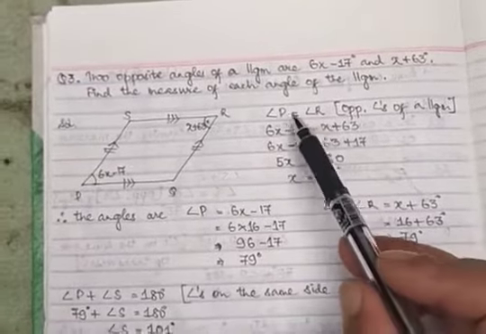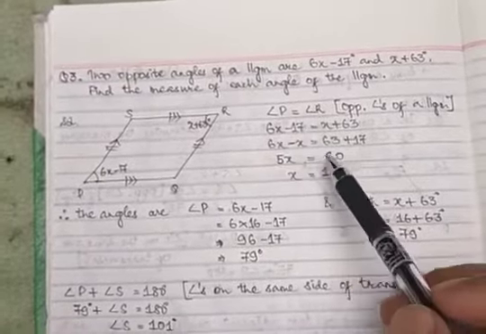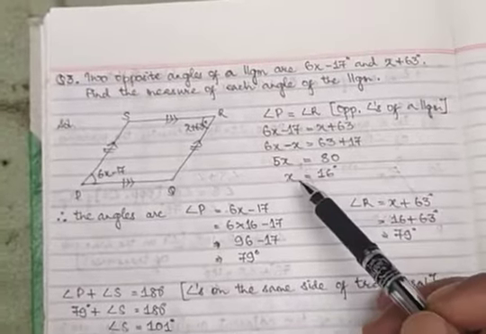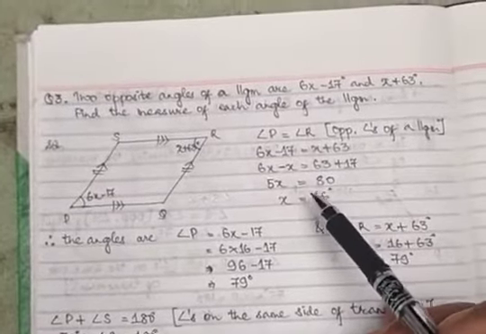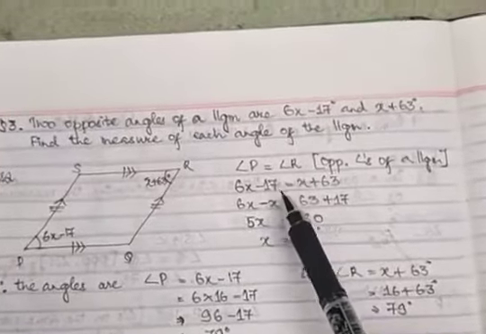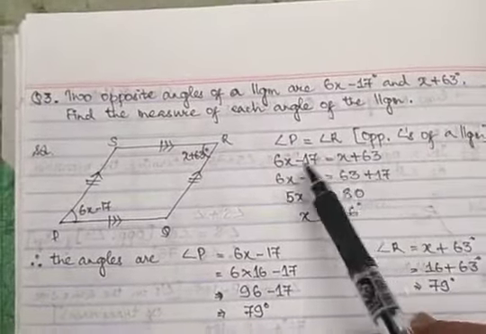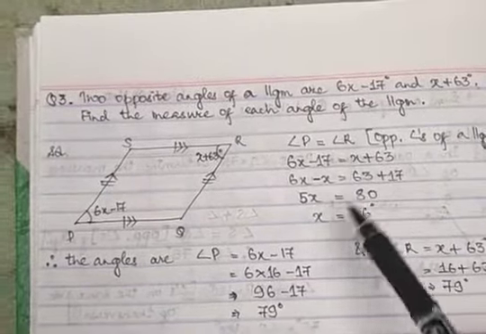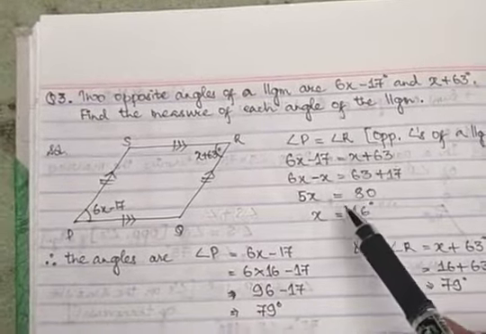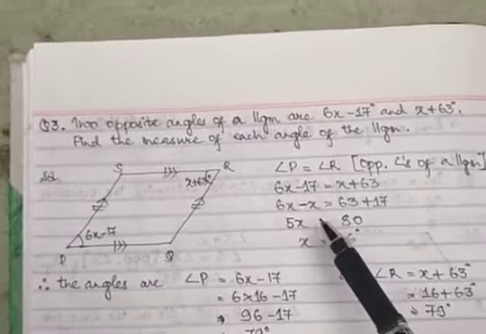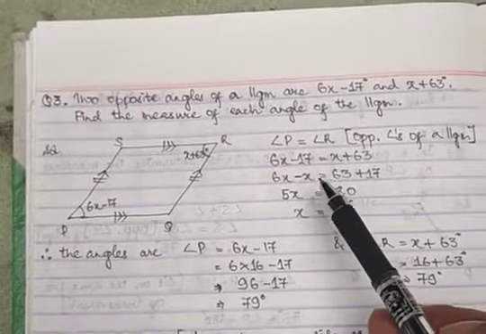Now what we know is angle P will be equal to angle R. Opposite angles of a parallelogram will be equal, as I have already told you. So 6x minus 17 equals x plus 63. These two will be equal. Now what do we have here? Linear equation again. Concept of linear equation, isn't it? That is why I say every topic supports one another.